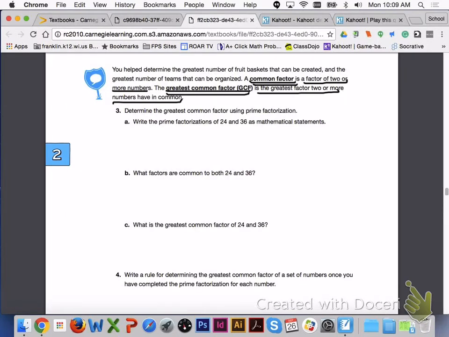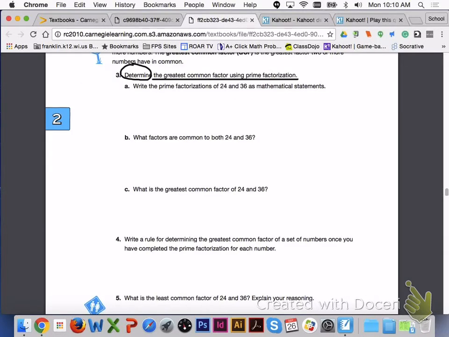At the top of page 72, you helped determine the greatest number of fruit baskets that can be created and the greatest number of teams that can be organized. A common factor is a factor of 2 or more numbers. The greatest common factor, or GCF, is the greatest factor 2 or more numbers have in common.